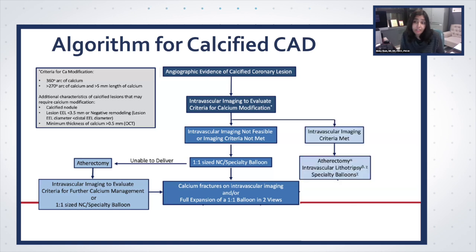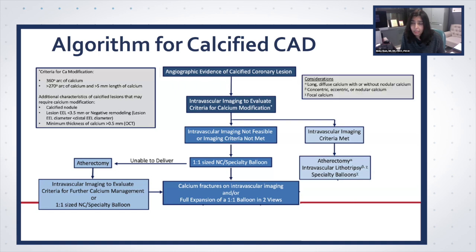Now, if the intravascular imaging criteria are met for calcium modification, we recommend atherectomy, IVL, or specialty balloons, depending on the phenotypes. Some of these considerations are long diffuse calciums with or without nodular calcium would be best for atherectomy. Concentric, eccentric, or nodular calcium could be treated with IVL, and focal calcium could potentially be treated with specialty balloons. Again, finally, we want to look for fractures.